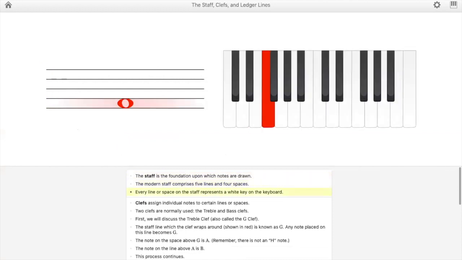All right, and as you know, the notes on the staff correspond with notes on the keyboard. So right now, if we were in the treble clef, we would be starting on the note E, which corresponds to this note. And then as we ascend or go up on the staff, we go up on the piano keyboard, which is to the right.